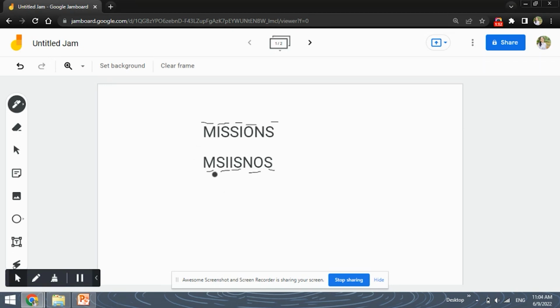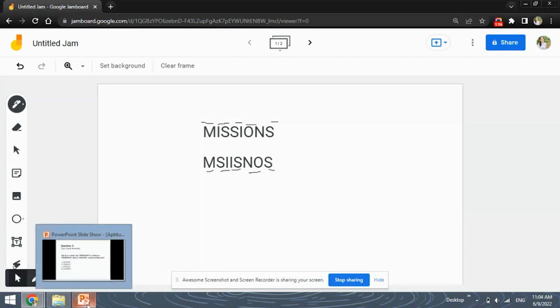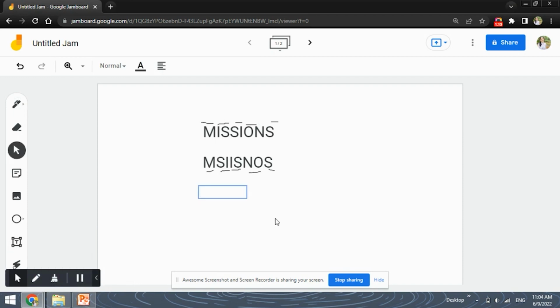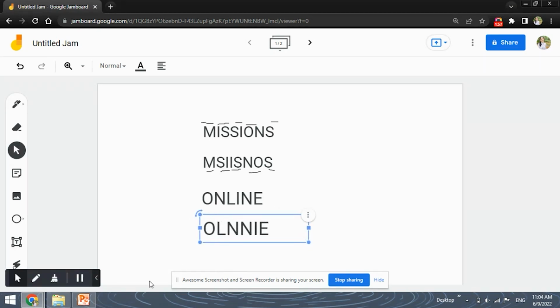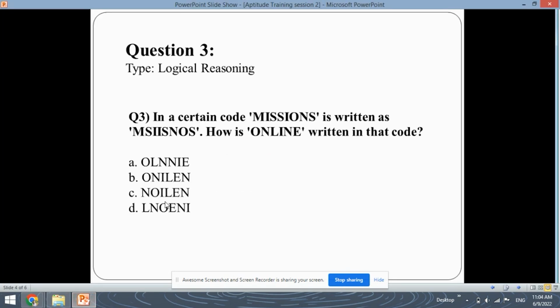So by understanding this pattern, we can write our word ONLINE in this similar form as well. So this is the word ONLINE, and what we need to do is keep the first and the last letter the same. So O and E will be the same. And the middle letters have to be divided into two parts. The first part is NL, and NL should be reversed, so it will be LN, and similarly IN should be reversed. It will be NI. So this is our encoded word, which is our answer: OLNNIE. Let's check if this is in the options. Yes, OLNNIE, which is option A, is our answer.